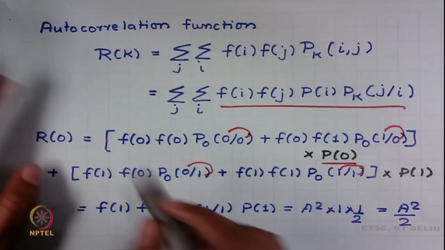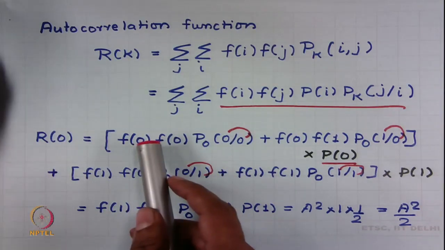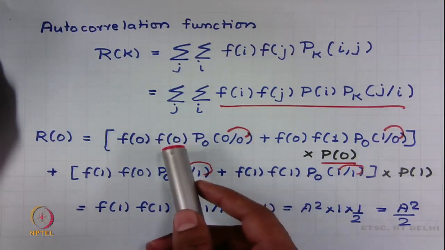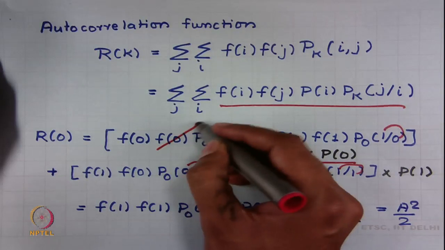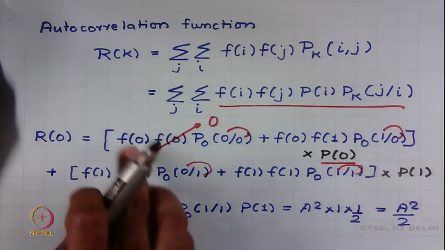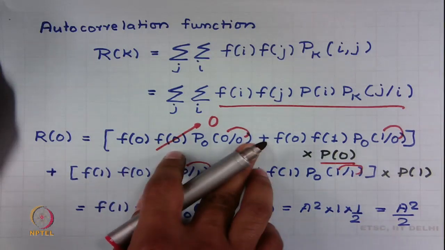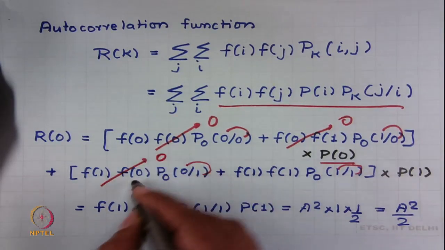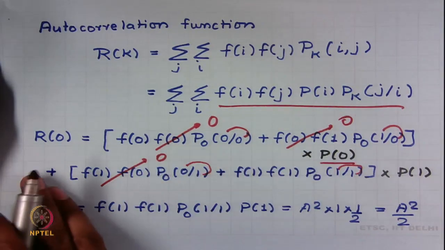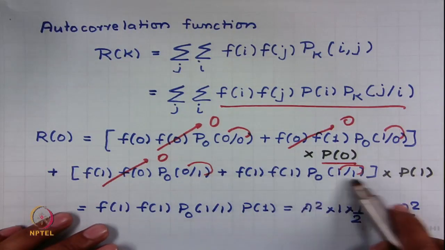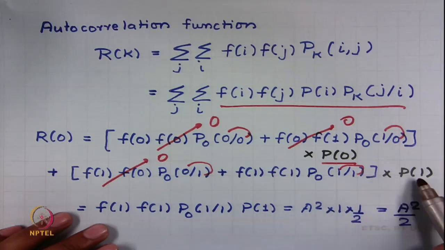Now, what is the value of state 0? The value of state 0 is 0, hence this term would be flat 0. We do not even have to think about this, because f of 0 is 0. So, whatever else I have, it will not make any influence. So, this is flat 0, this is flat 0, this is flat 0, because f of 0 is 0. So, what I remain with is f of 1 into f of 1, P 0 1 given 1 into P of 1.